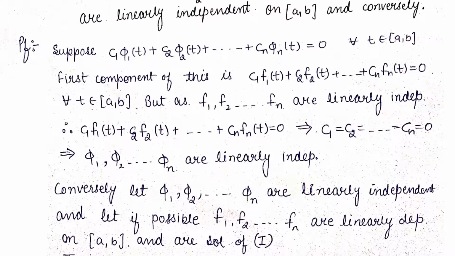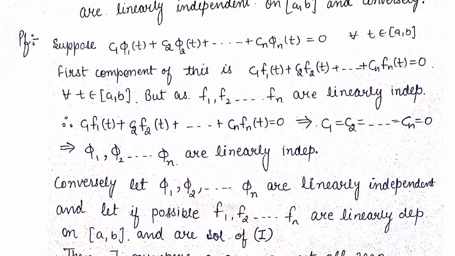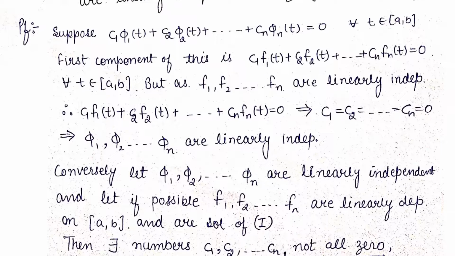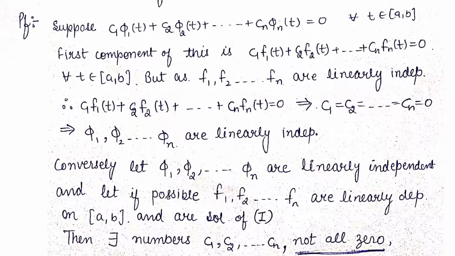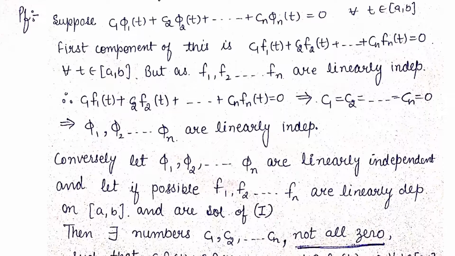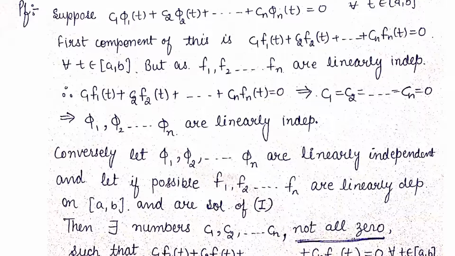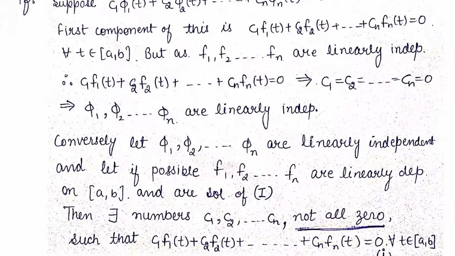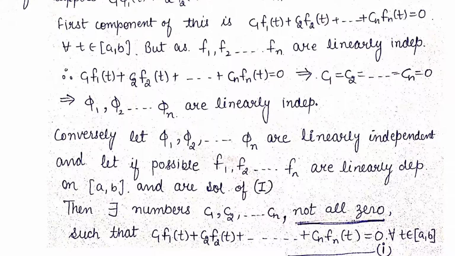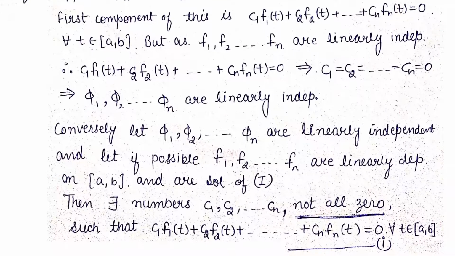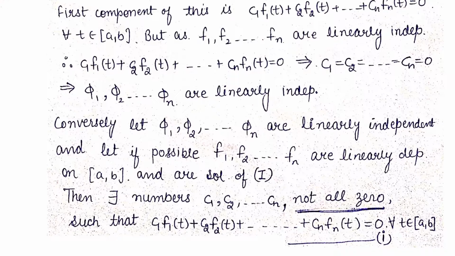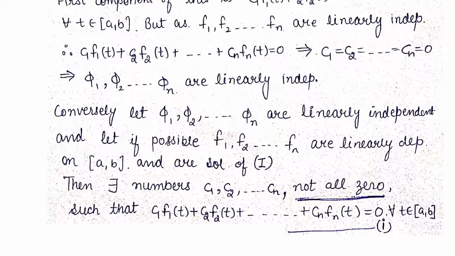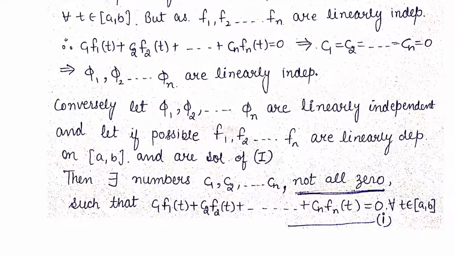Now for the converse part, take phi1, phi2, phi-n to be linearly independent. And we will prove that f1, f2, fn are also linearly independent. But on the contrary, suppose that f1, f2, fn are linearly dependent on (a, b). Then there exist numbers C1, C2, Cn not all 0 such that C1 f1(t) plus C2 f2(t) plus Cn fn(t) is equal to 0 for all t in (a, b), and we name this equation 1.